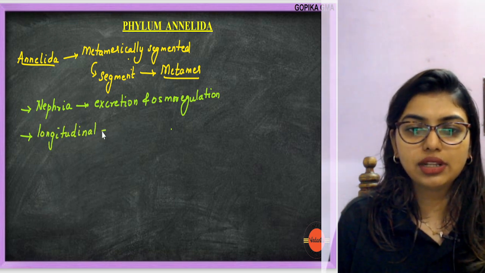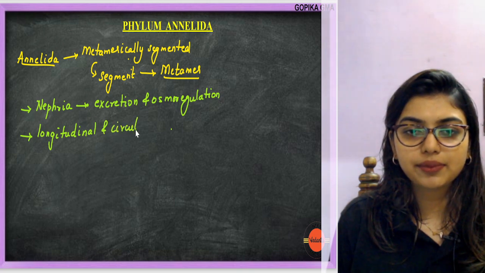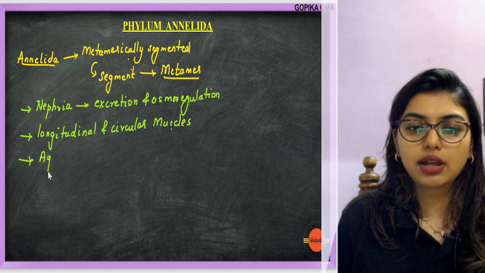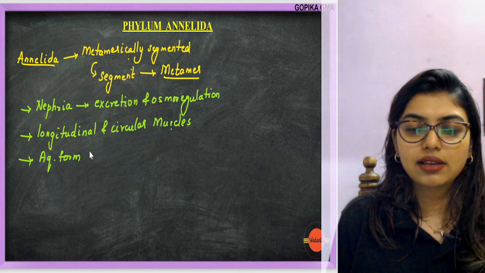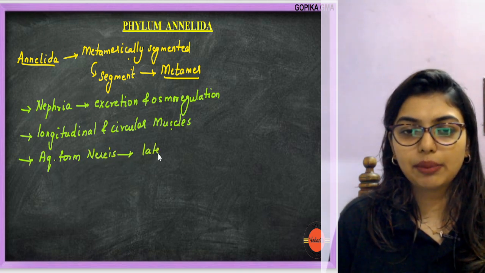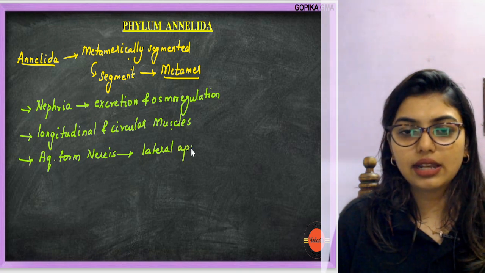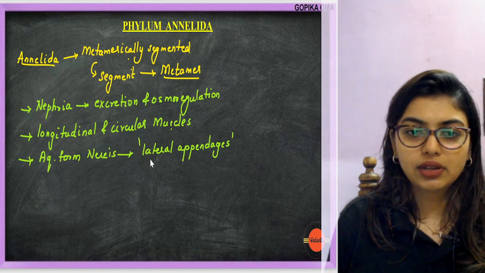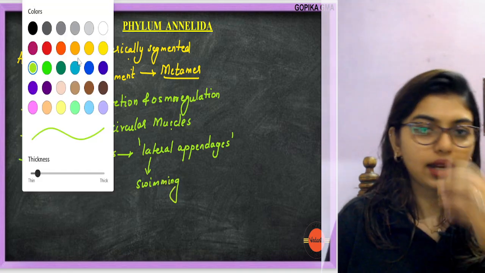At the same time, next thing that they have is longitudinal and circular muscles, for doing that movement. Longitudinal and circular muscles that help them for movement. Now, in some aquatic forms like Nereis, what do they have? They have lateral appendages. Now these lateral appendages do what? These lateral appendages will help them for swimming.